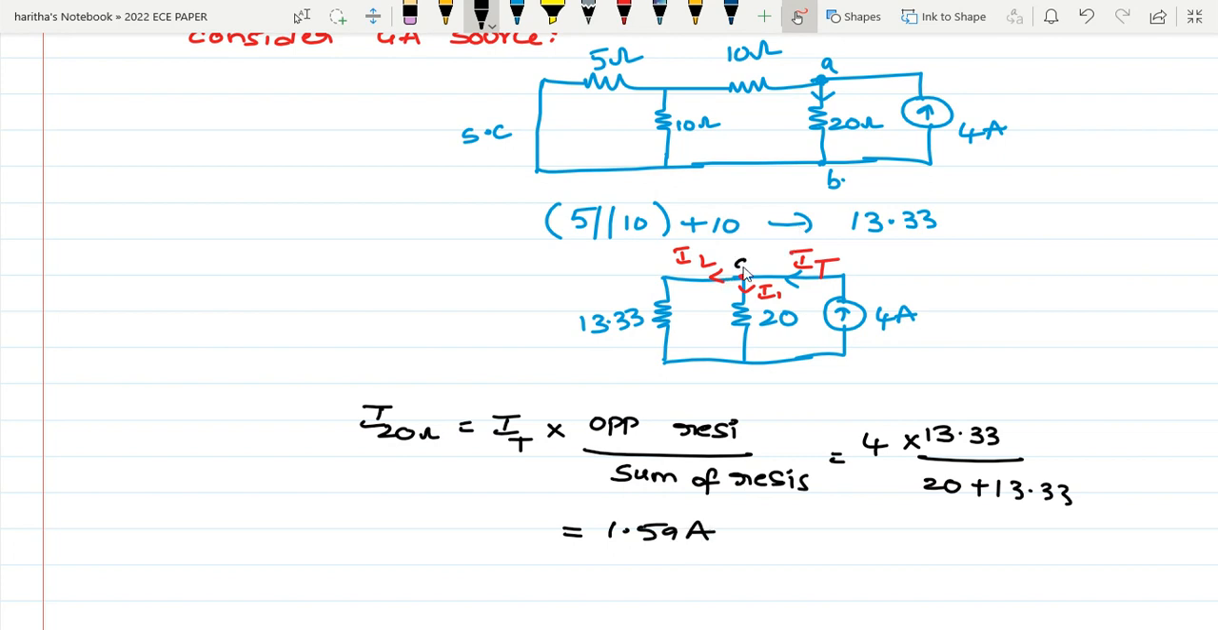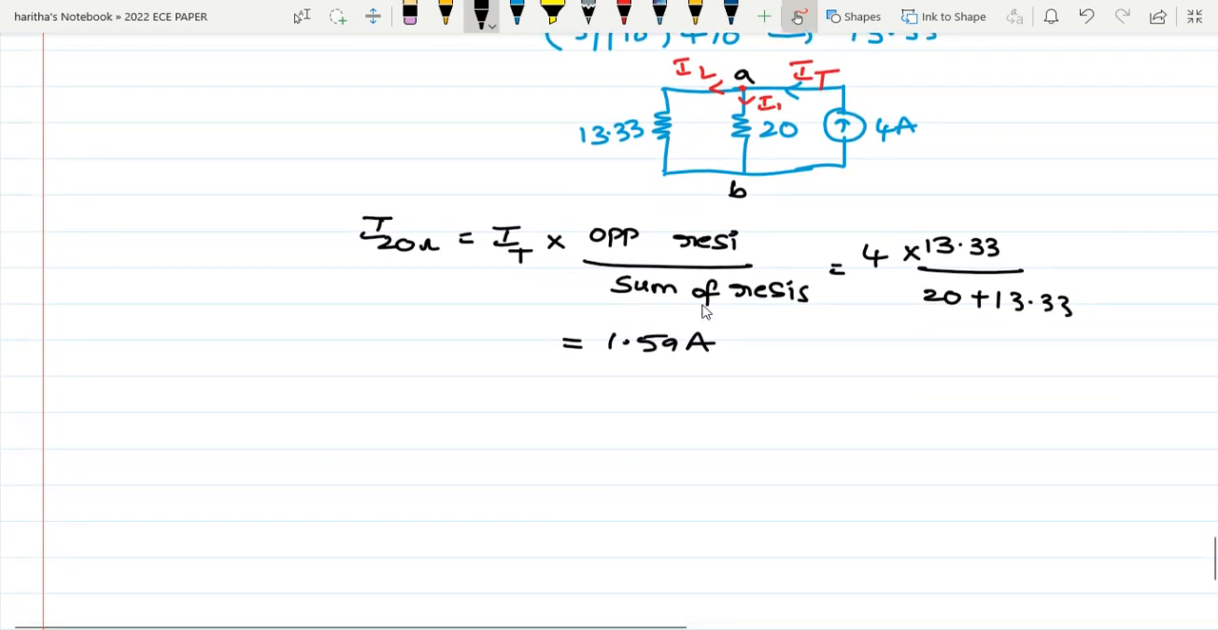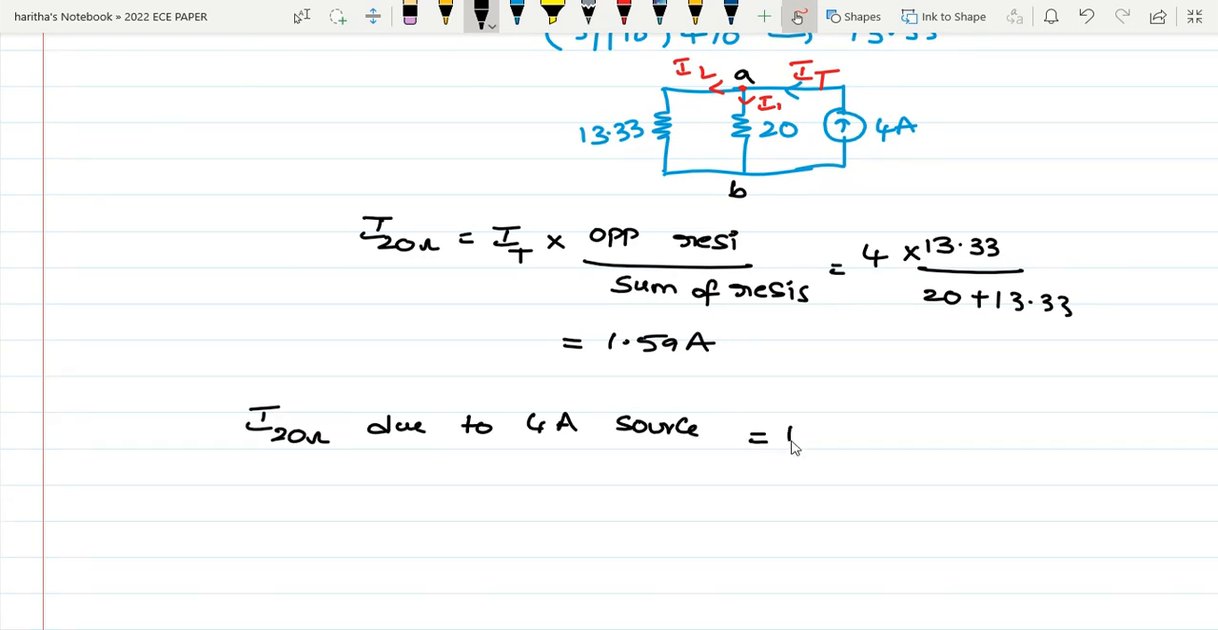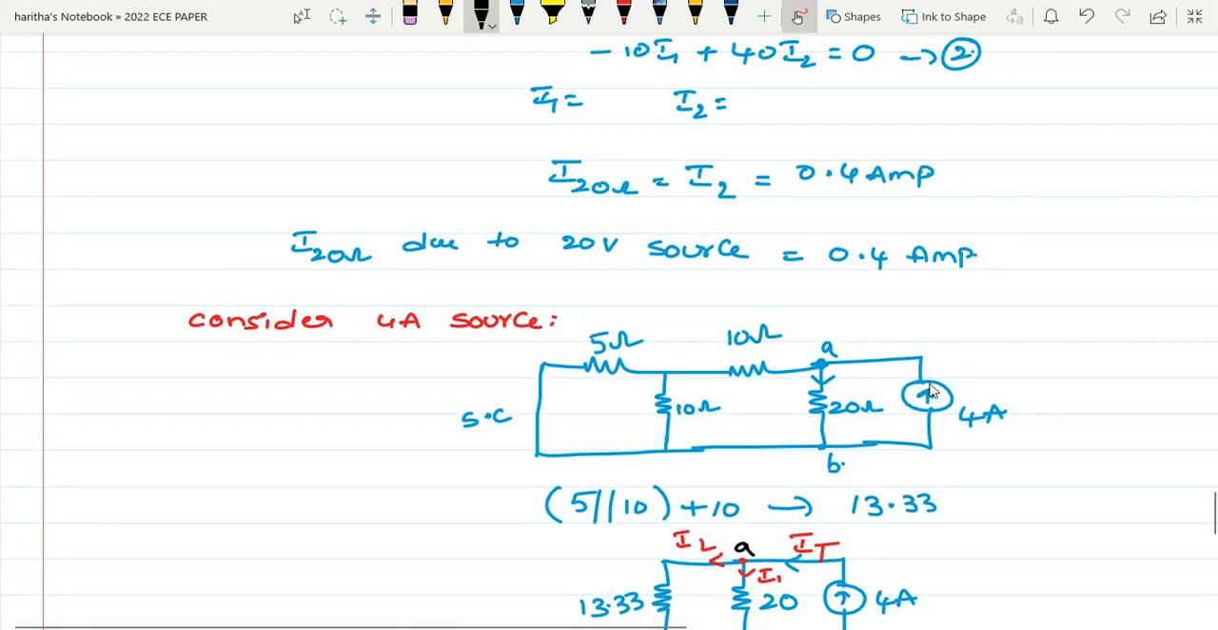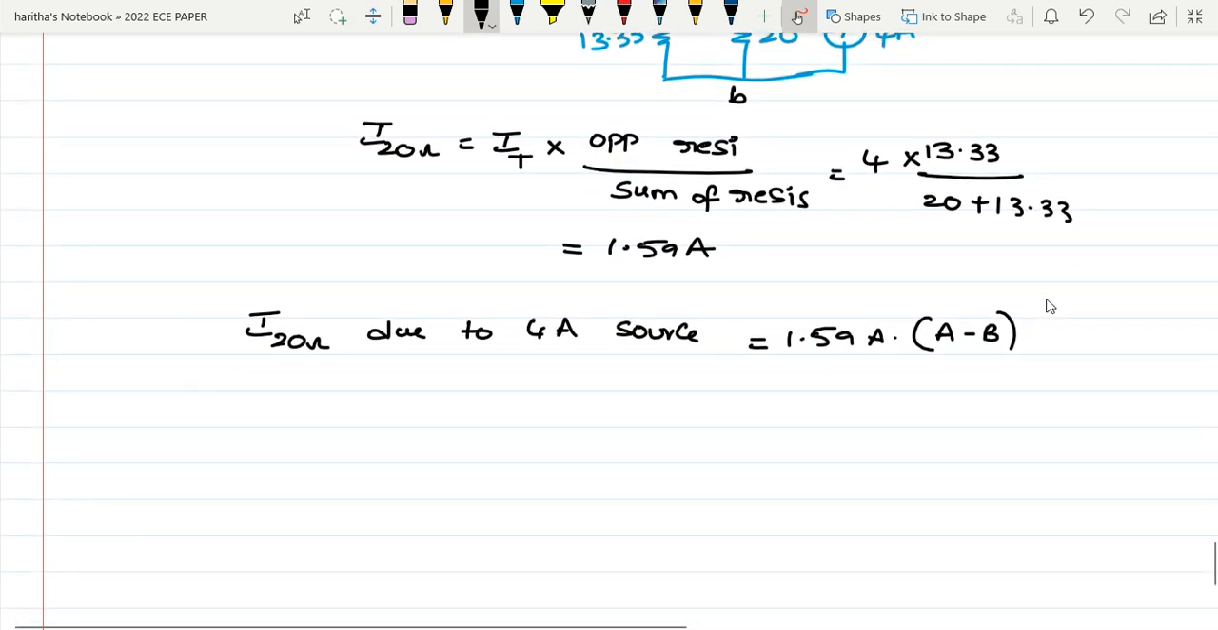And in this also the current is flowing from A to B. So now the current passing through 20 ohm due to the 4 ampere source is equal to 1.59. In this the current direction is A to B, and in the above case also, 0.4 ampere, the current direction is A to B. The current direction is important while adding.